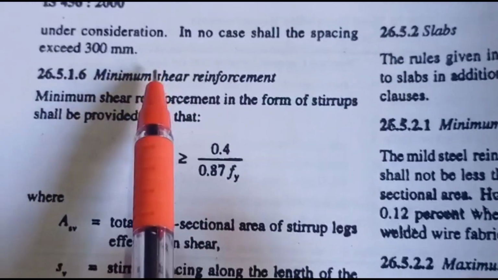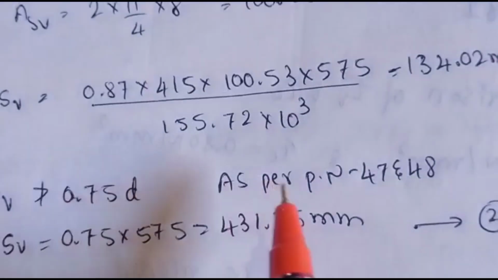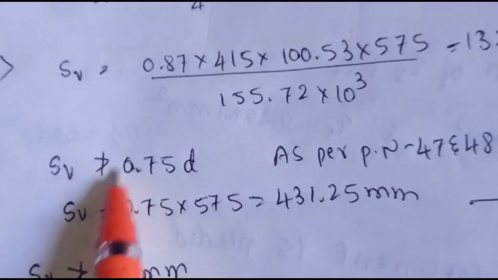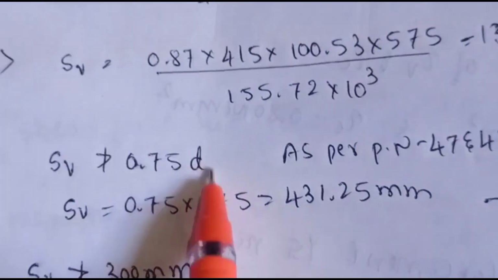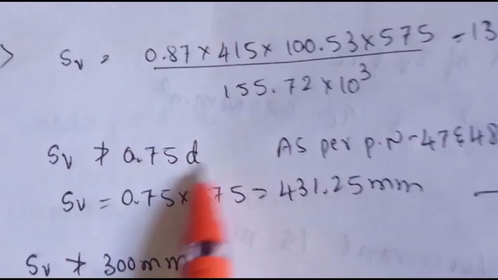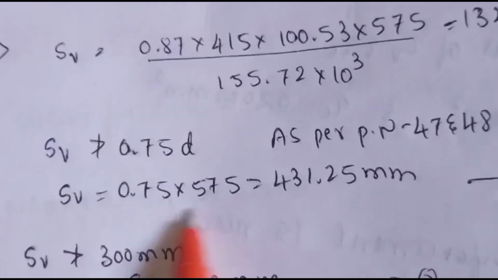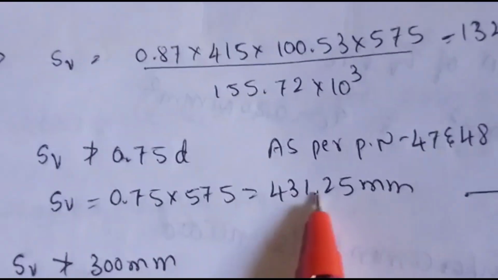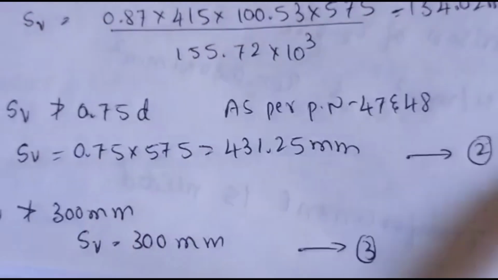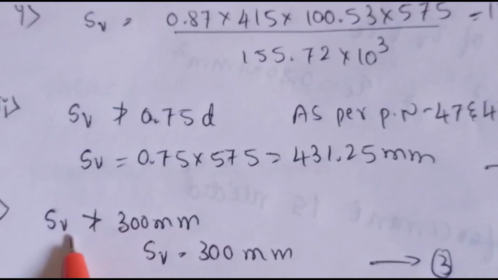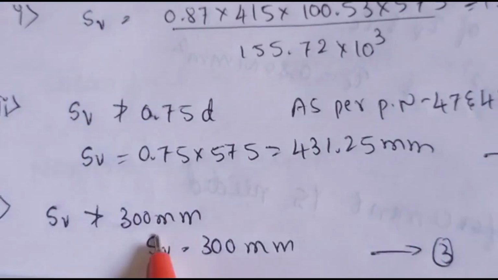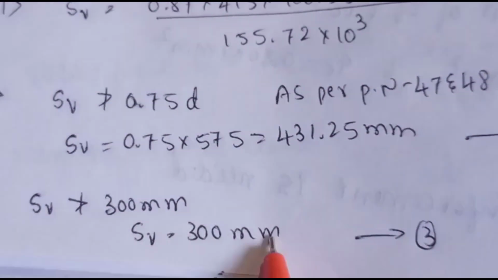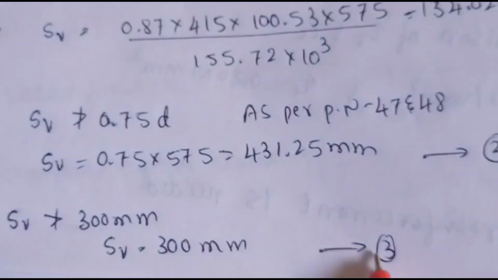So I will show step by step. We'll see one by one. Our Sv should not be greater than 0.75 d, they have mentioned. Our d value is 575. Substitute all the values. After simplifying, we'll get our Sv value as 431.25 mm. So call it equation number 2. Our third condition is our Sv should not be greater than 300 mm. So that is nothing but our Sv is equal to 300 mm. So call it equation number 3.